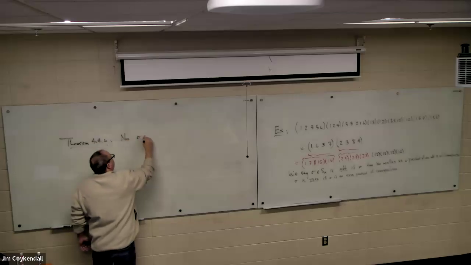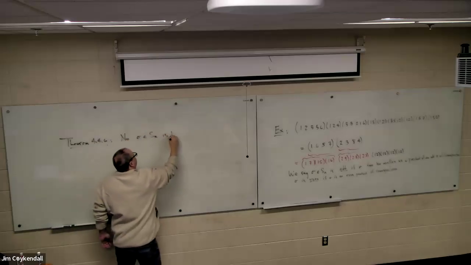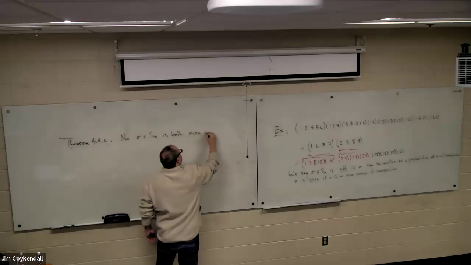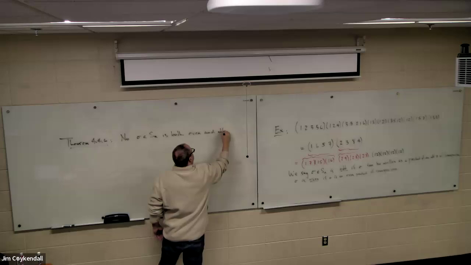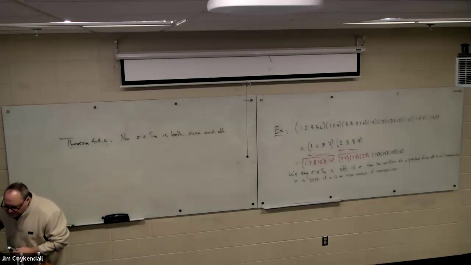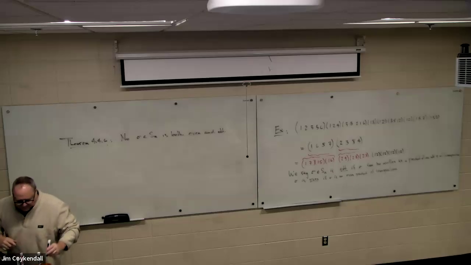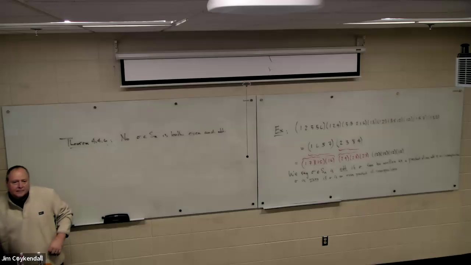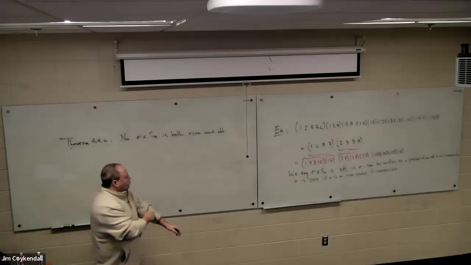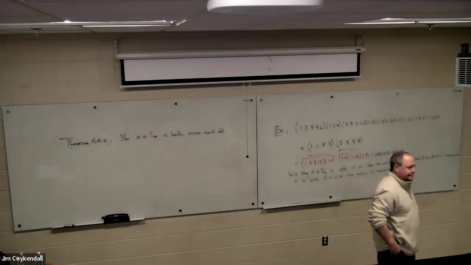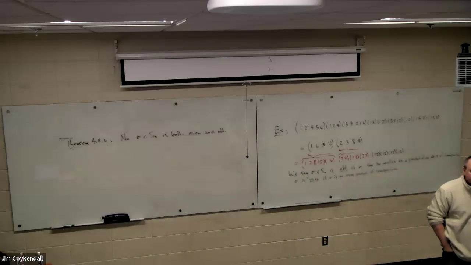No sigma in Sn is both even and odd. So there is no such animal out there. Okay. Any ideas on how we might try to tackle this? Any ideas? Assume they can be both even and odd.